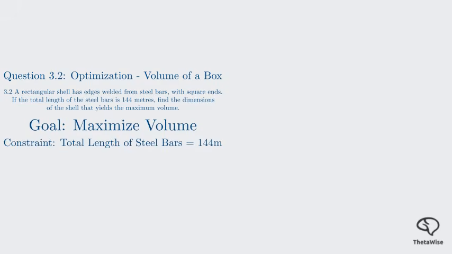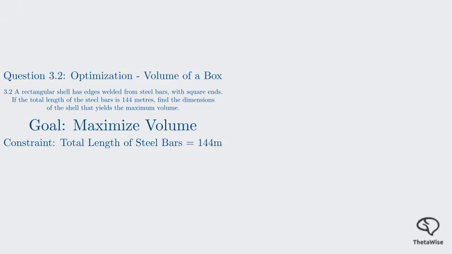We've finished with our function analysis. Now let's move on to the first word problem of the paper. Question 3.2 describes a rectangular shell made of steel bars. The ends are square, and the total length of the steel bars used is 144 meters. We need to find the dimensions of the box that will give the maximum possible volume. This is a classic optimization problem. We want to maximize a function, volume, subject to a constraint, the total length of the steel bars.